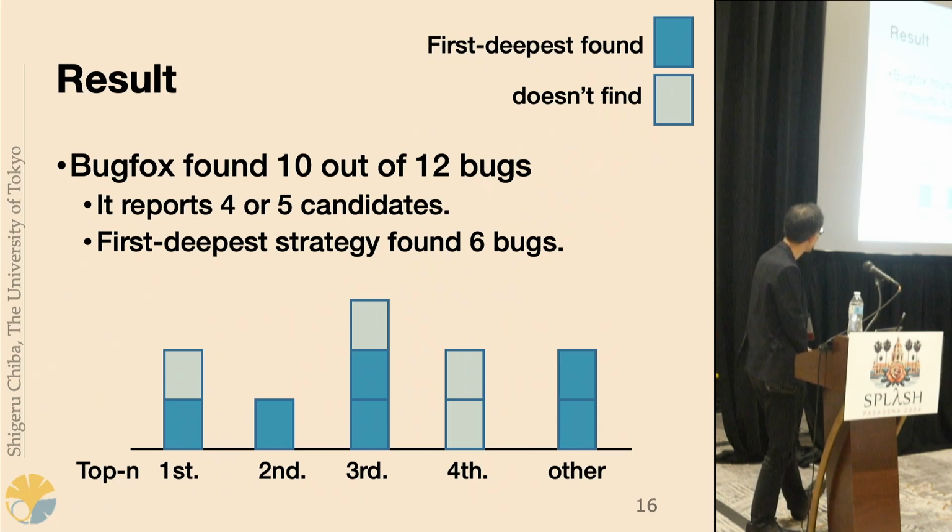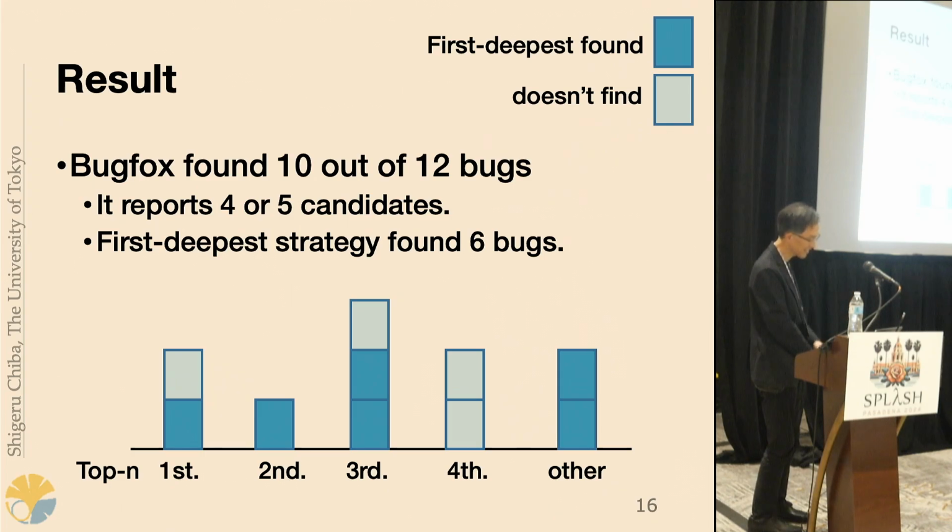By the first strategy, I mean the first deepest strategy, it found 6 bugs. So the dark blue one was a bug found by the first heuristic. And the rest of the light blue ones are the bugs that were found by the second heuristic.